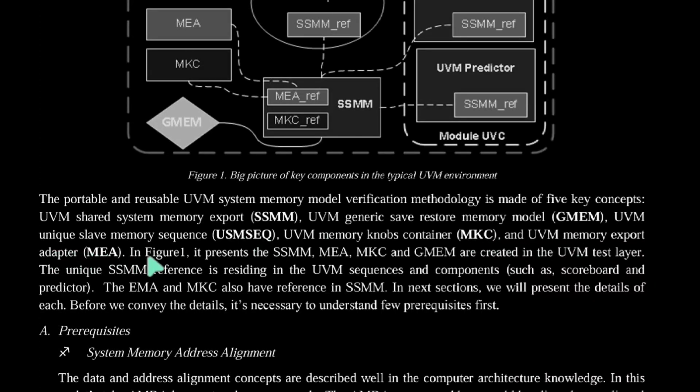So in Figure 1, it presents that the SSMM, MEA, MKC, and GMEM are created in the UVM test layer. The unique SSMM reference resides in the UVM sequences and components, such as the scoreboard and predictor.